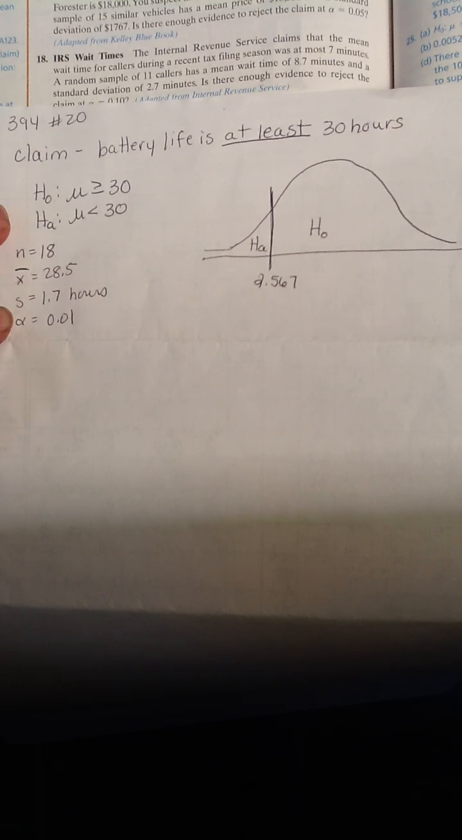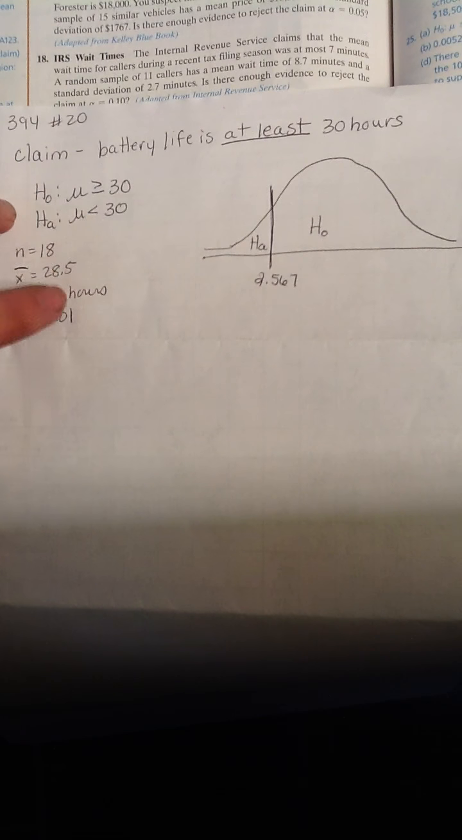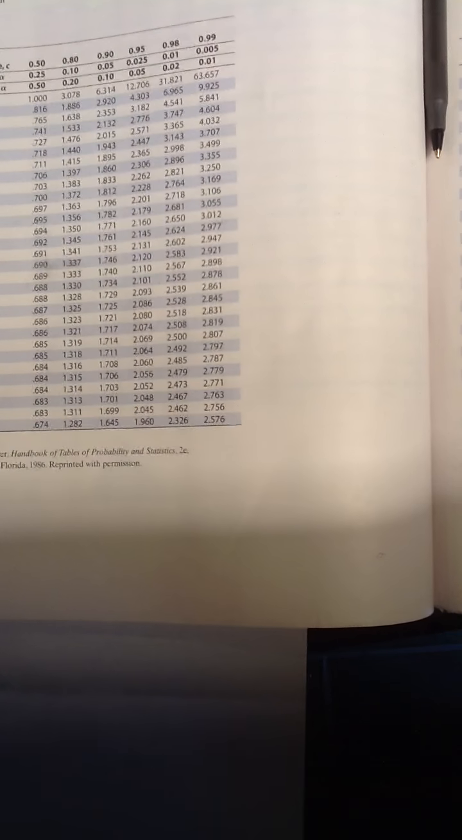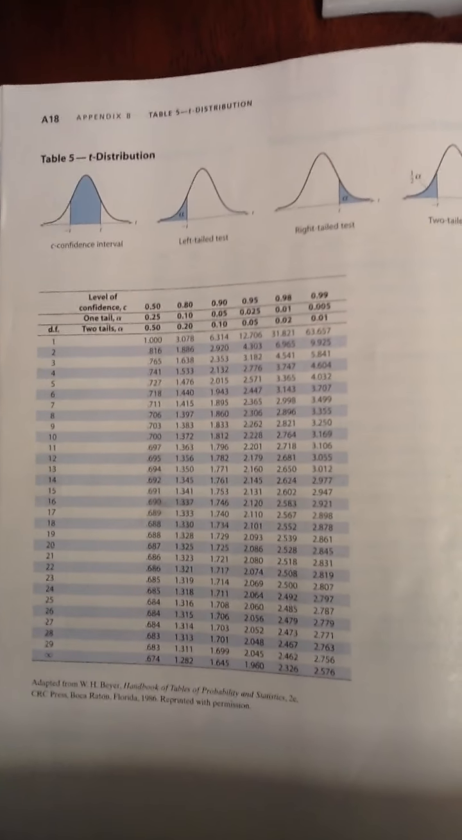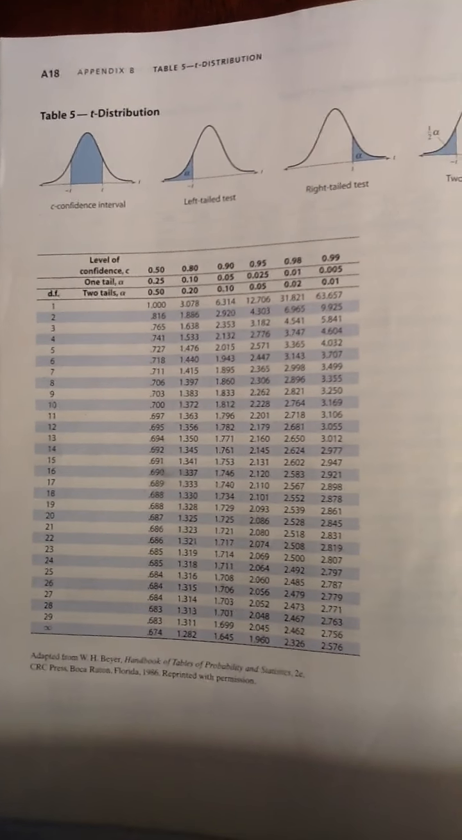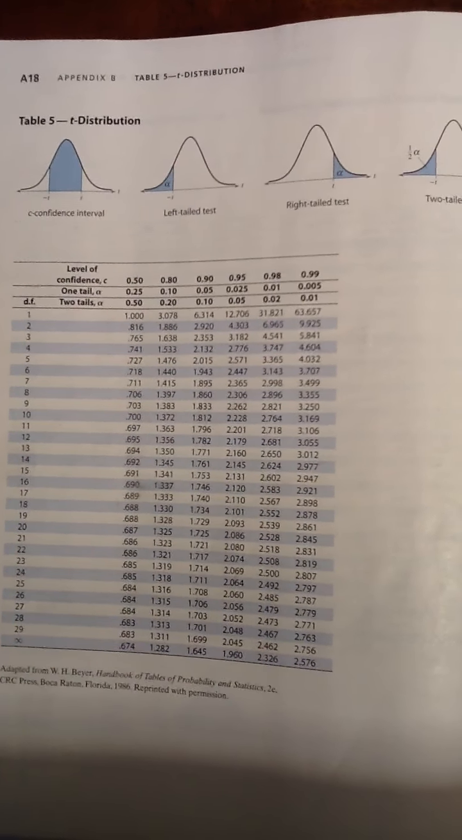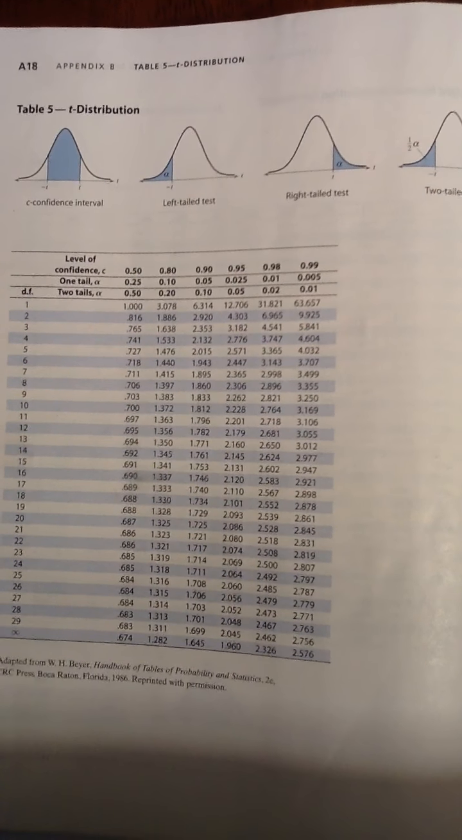I drew out a little sketch before I even go to my calculator, and I divided it up. Since this is a left-tailed test, I made the tail on the left-hand side. Notice I have a 2.567 there as my cutoff, and I got that by turning to the T distribution chart. This is located back on A18, or if you printed out your tables from D2L, you'll have this chart in the charts and formulas.